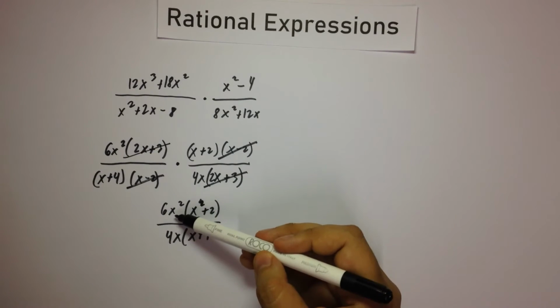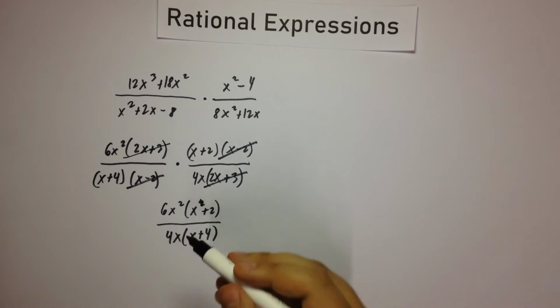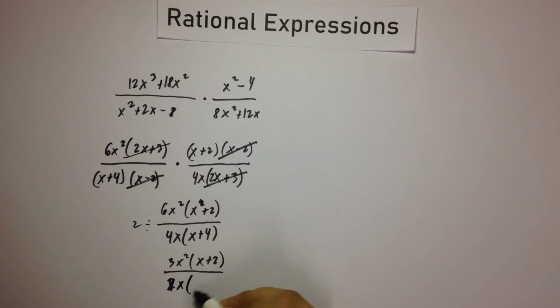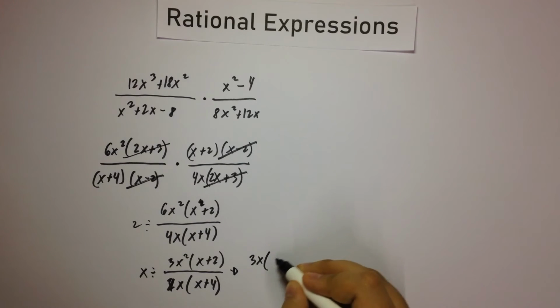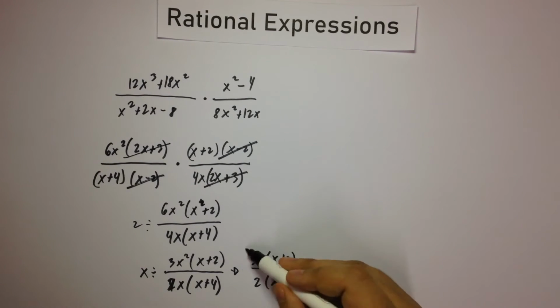So over here, you notice that you can still further simplify this. And simplify it by dividing it by 2. So over here, it would be 3x squared and x plus 2. Over here, it will be 2x and x plus 4. But you can still further simplify it by dividing it by x, which leaves it 3x, quantity x plus 2, over 2, quantity x plus 4. And this would be our final answer.